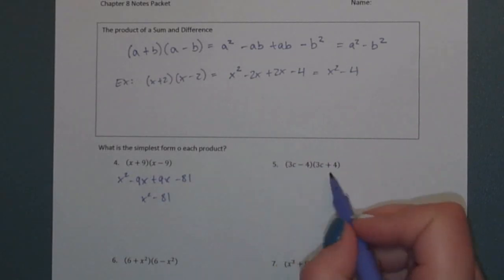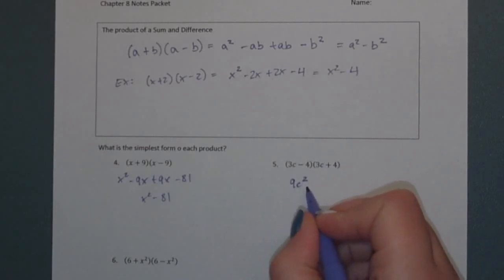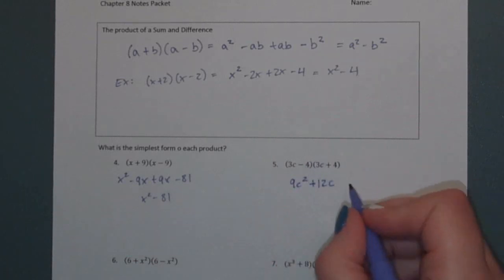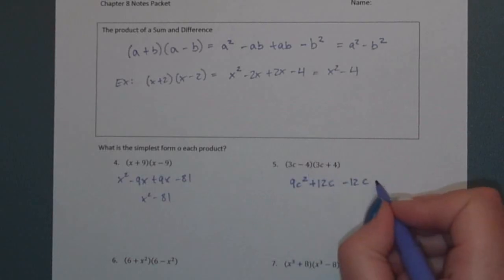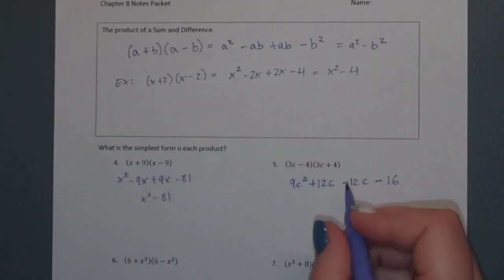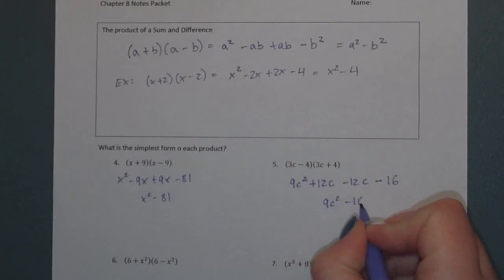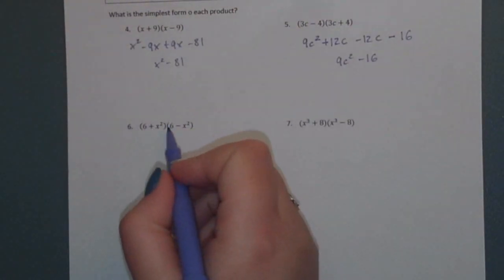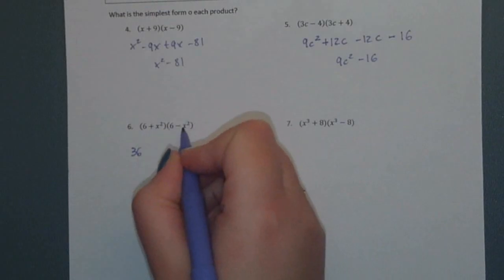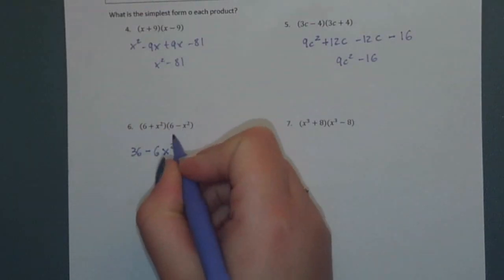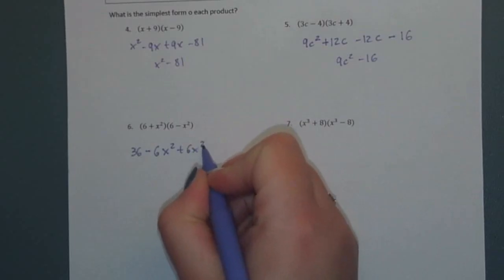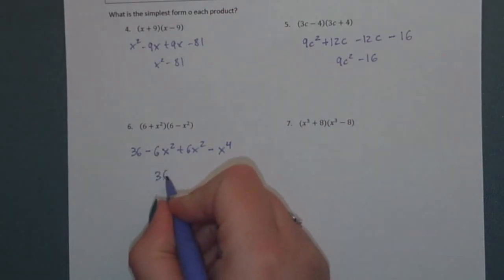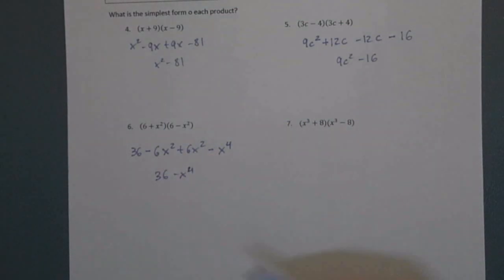Same thing over here. 3c times 3c is 9c squared, 3c times 4 is plus 12c, negative 4 times 3c is minus 12c, and negative 4 times 4 is minus 16. Middle two terms are going to cancel, and we get 9c squared minus 16. Number 6, same thing. 6 times 6 is 36. 6 times negative x squared is minus 6x squared. x squared times 6 is plus 6x squared, and x squared times negative x squared is negative x to the 4th. My middle two terms are going to cancel out, and there we go.